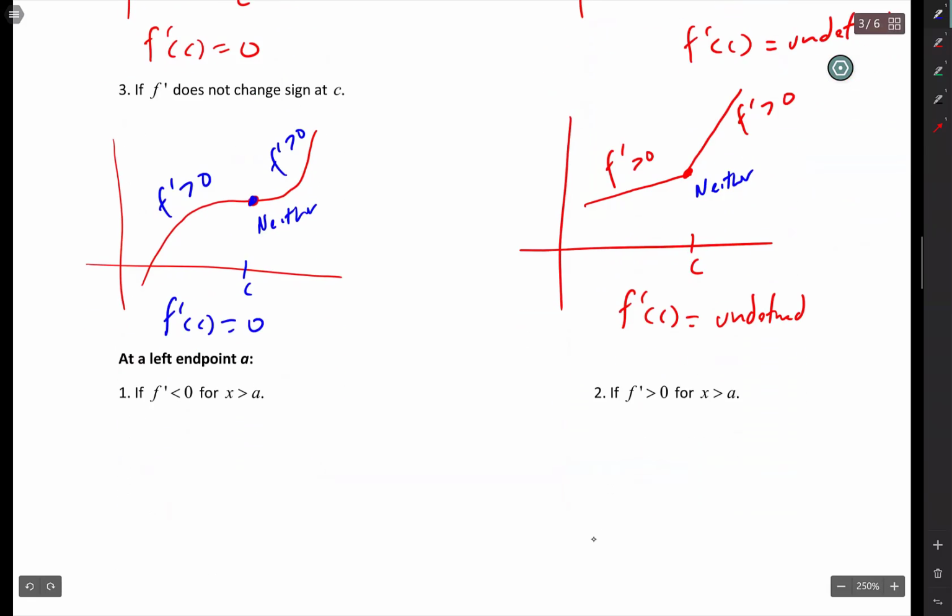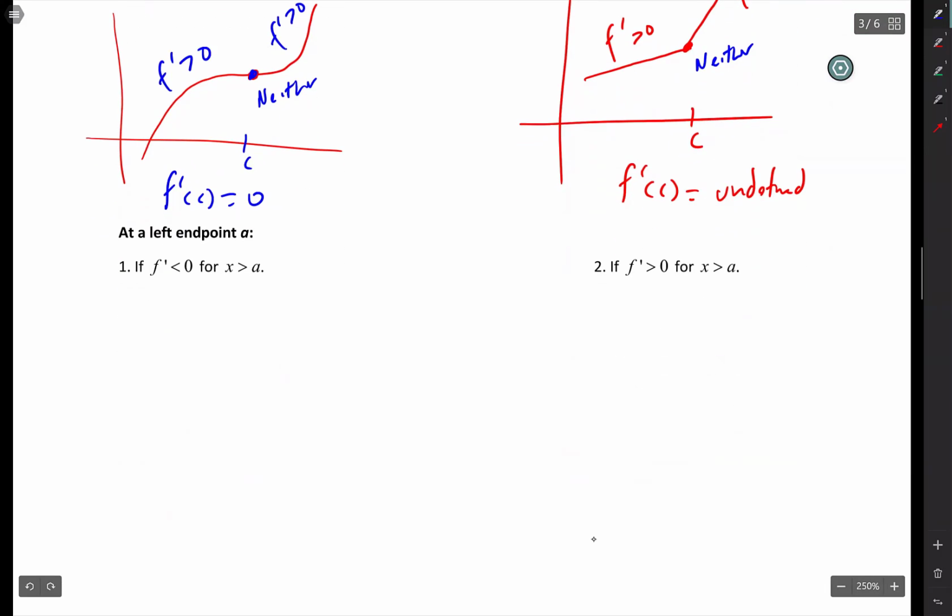I got other scenarios now. It tells me at a left endpoint, and the endpoint is a. Here's my left endpoint, a, and they tell me that all my x values are larger than a. So here we go. Here's a, left endpoint, and f prime is negative. What do we have? A max.